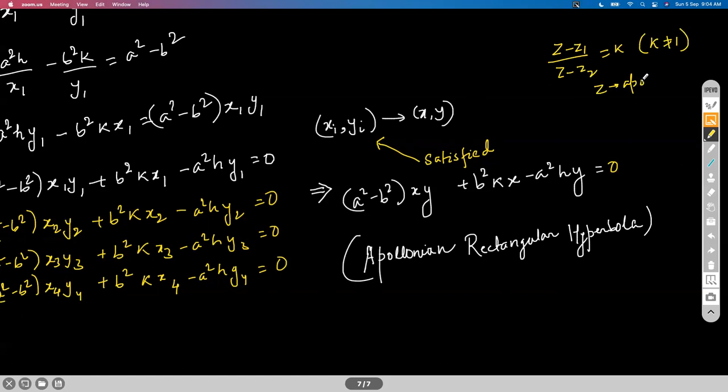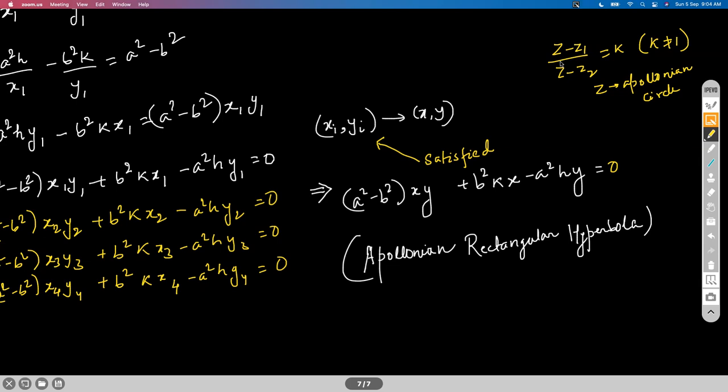Right? Remember, I don't know how many of you remember that last year we had done complex number. So this name Apollonian has come from a very, very ancient mathematician, Apollonius. So just to honor his name, this was given. Maybe he had done some work on this field, that's why. I'm not very sure about the history behind it, but this is what we call the Apollonian rectangular hyperbola. So the feet of the co-normal points, feet of the concurrent normals, actually satisfy this curve, which is called the Apollonian rectangular hyperbola.